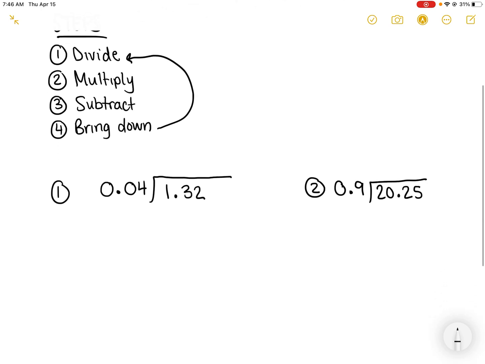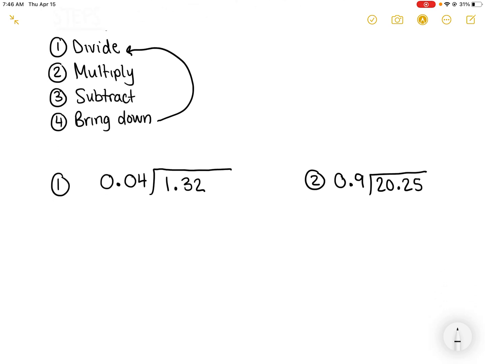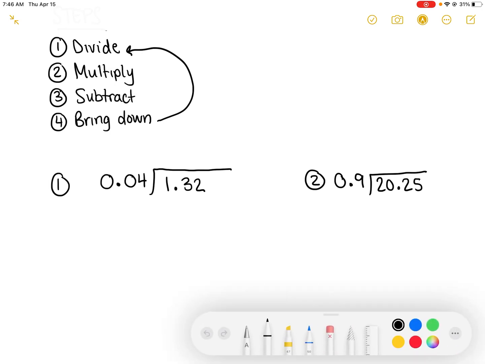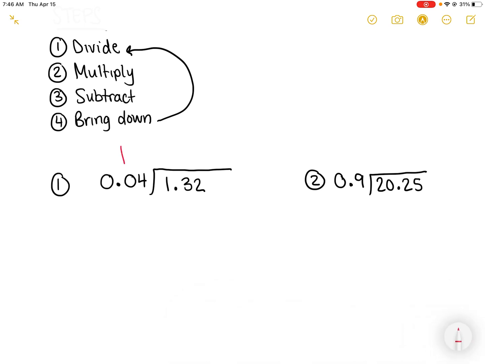So let's look at number 1 here. I have 1 and 32 hundredths divided by 4 hundredths. What I'm going to do first is get rid of the decimal in my problem. I need to get rid of this decimal, and I'm going to move it over twice. Whatever you do to the outside, you also have to do to the inside. So I'm also going to move this one over twice, just like this.